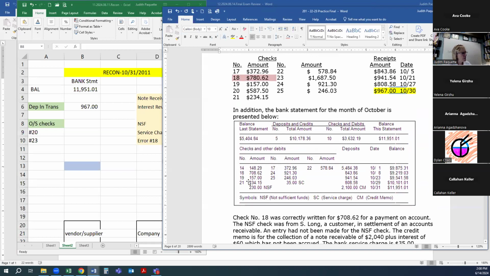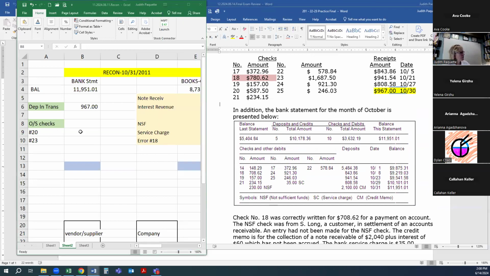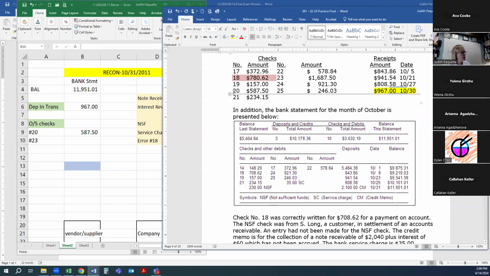Check 19, 157, so check 20, we don't see it anywhere here. So check 20 is going to be outstanding, and you can see I wrote it with it. So let's put check 20 in here. It did not clear. So maybe I'll highlight that in a different color. The red one is indicative of an error, and the yellow means it's still outstanding. The bank hasn't received that check yet to cash it, to deduct it from the bank account. These are all checks the company has written in payment of bills.